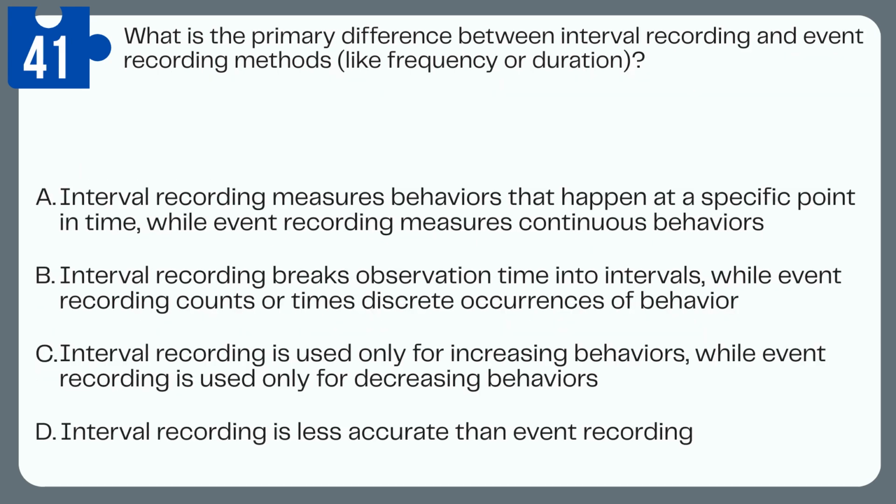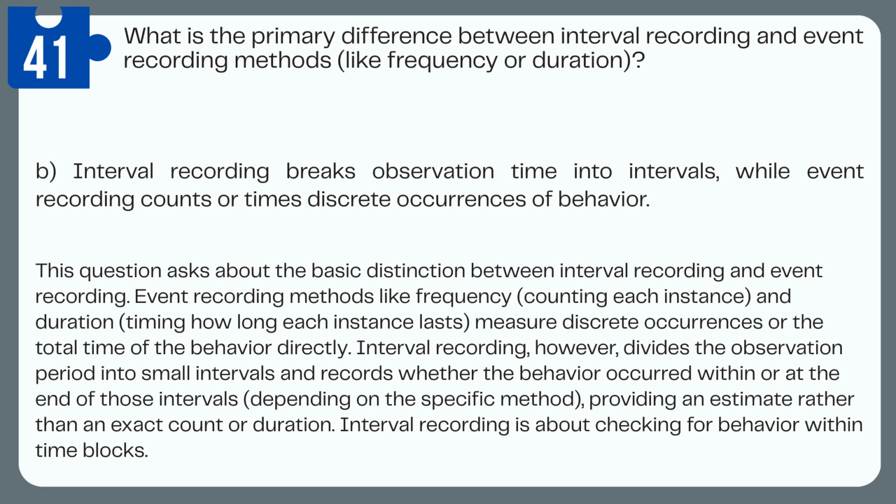Question 41. What is the primary difference between interval recording and event recording methods, like frequency or duration? A. Interval recording measures behaviors that happen at a specific point in time, while event recording measures continuous behaviors. B. Interval recording breaks observation time into intervals, while event recording counts or times discrete occurrences of behavior. C. Interval recording is used only for increasing behaviors, while event recording is used only for decreasing behaviors. D. Interval recording is less accurate than event recording.